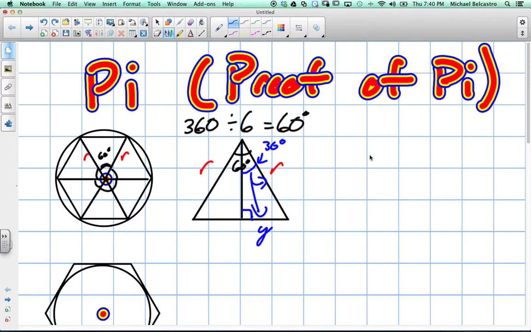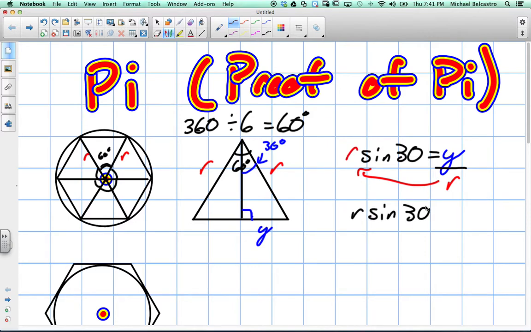So we know that sine 30 is equal to the opposite, which is y in this case, divided by the hypotenuse, which is our radius. Okay, and I'm going to set it equal to y, so we'll bring r to this side. And essentially we have r sine 30 is equal to y. Okay, well, to figure out this whole distance, we'll call this essentially x. And we know that 2y will be equal to x.